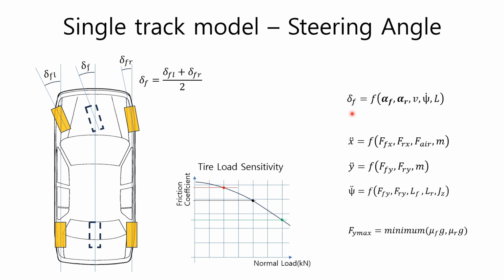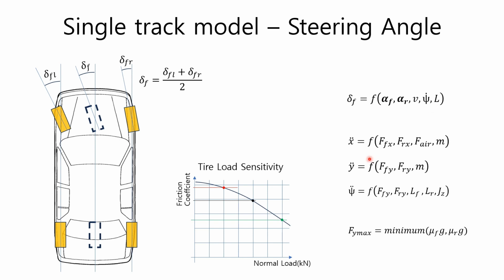Using the single track model, you can express the front axle steering angle delta F as a function of the front and rear axle slip angles, vehicle speed, yaw rate, and wheelbase, and find the relationship between them to see how they are related to each other.